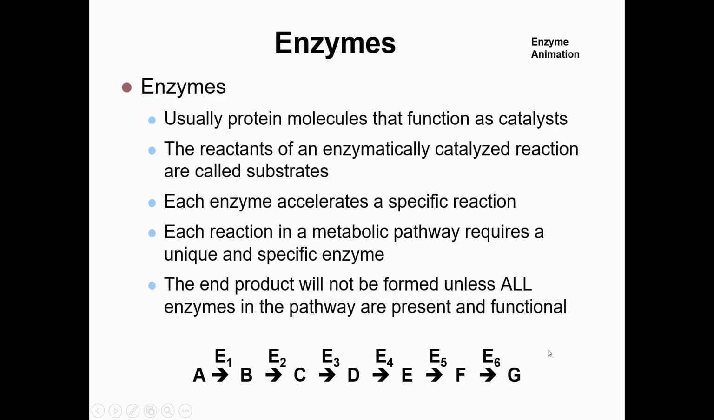So interestingly, you may ask, why do you need all these enzymes? And so the answer is, well, you don't always, but most of the time you do, because A is quite different than G. And we're trying to build a fairly complex molecule, so it takes a lot of different steps to get from A all the way down there to G.